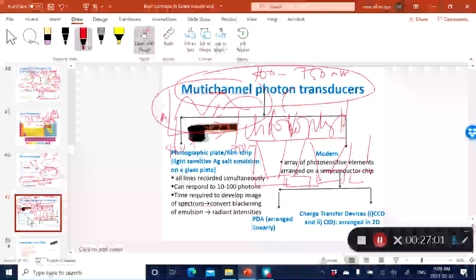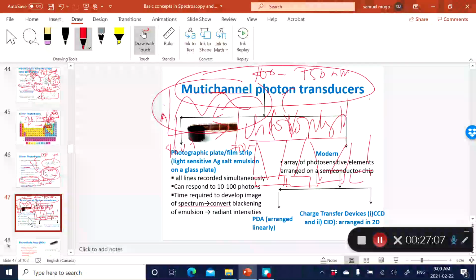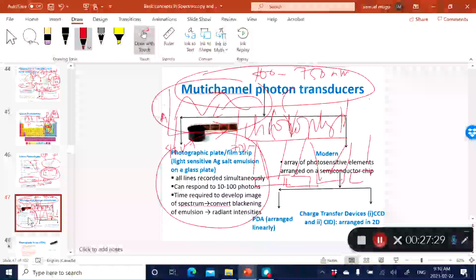Now, there are different types of multi-channel photon transducers out there, and of course they are all based on what we've just talked about, only that you are creating an array of them, be it the PMTs, you just make an array of them, or be it the photodiodes, you just make an array of them. But before they came to be, one of the oldest types of multi-channel photon transducer is what you guys well know, the photographic silver film.